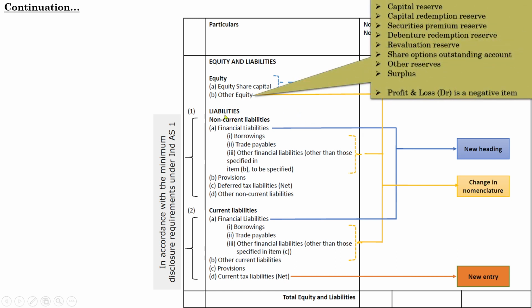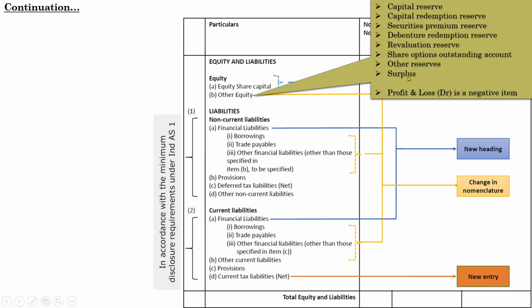Under other equity, usually the reserves and surplus can be classified into capital reserve, capital redemption reserve, securities premium reserve, debenture redemption reserve, revaluation reserves, share options outstanding reserves, and other reserves; usually it will be specified in the question. If there are any special reserves, in that case it will be specifically mentioned. These all come under the reserves category.